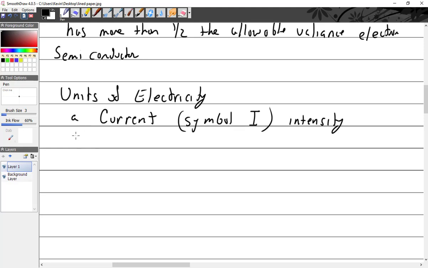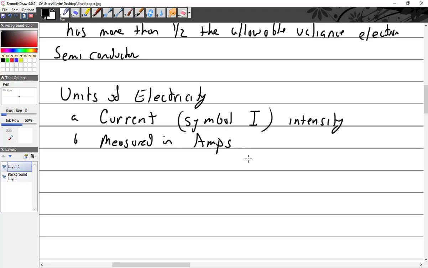Some phrase it intensité de courant, or in English, current intensity. What is it measured in? Amps. Where do we get that? Amperes. That is correct. It's short for ampere.